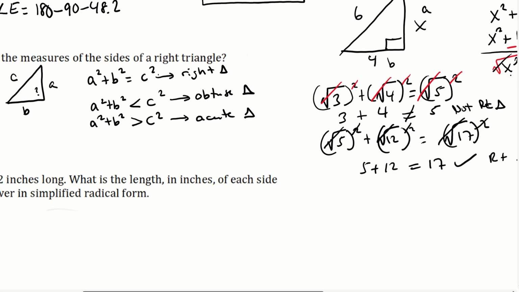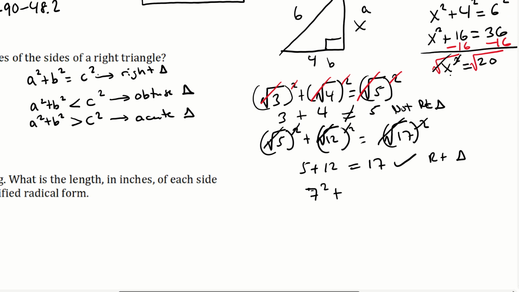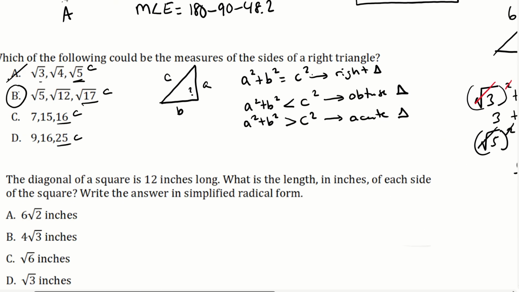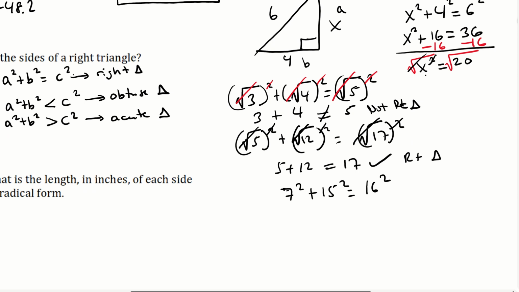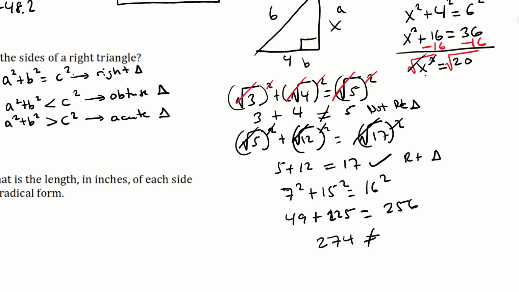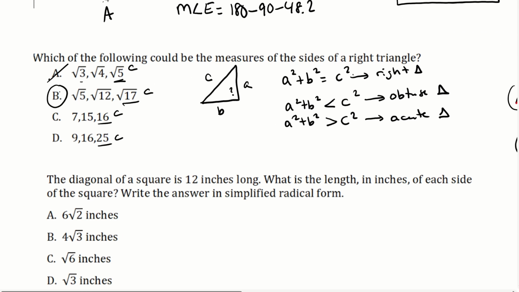7 squared plus 15 squared equals 16 squared. All right, 7 times 7 is 49, 15 times 15 is 225, 16 times 16 is 256. Now, you don't have to memorize that, you just do it on the calculator, right? So you add these up together on your calculator, and then you get 274, which is not equal to 256, and so it cannot be a right triangle, so no, it's not a right triangle. And then we check the last one.